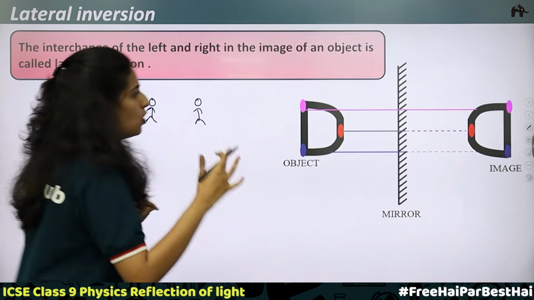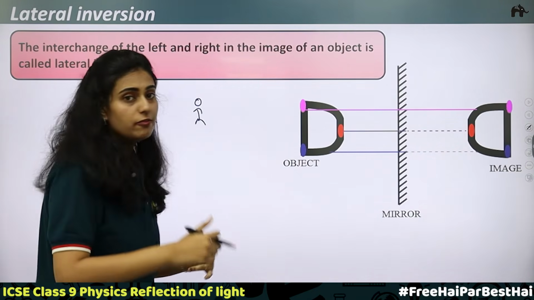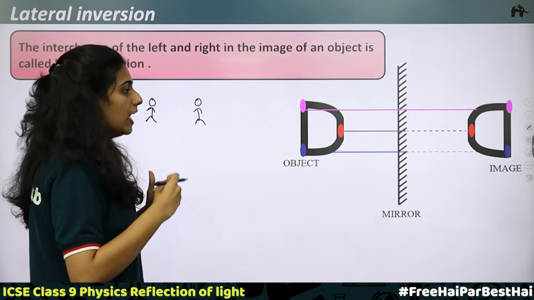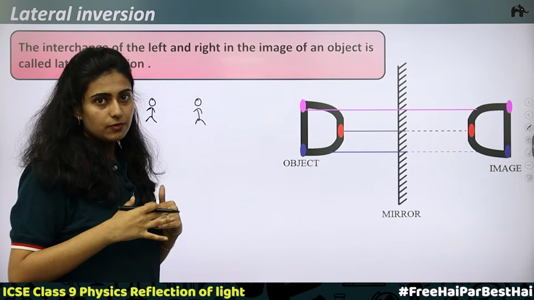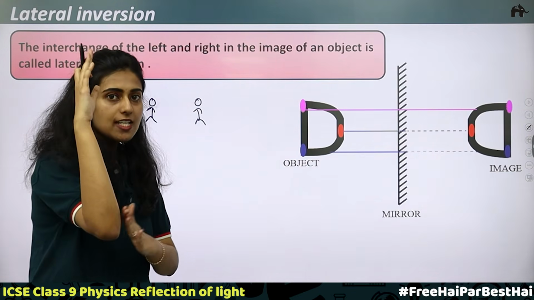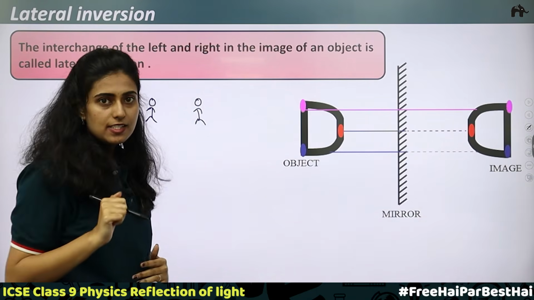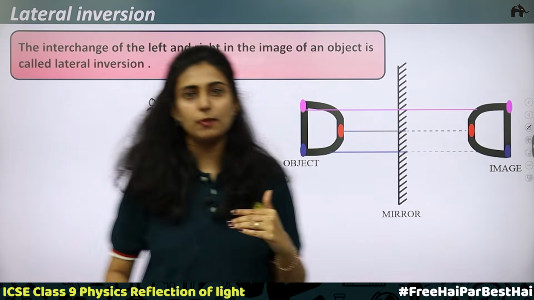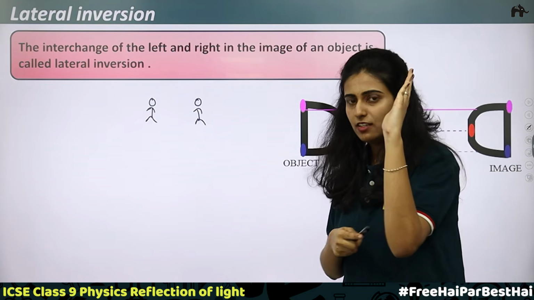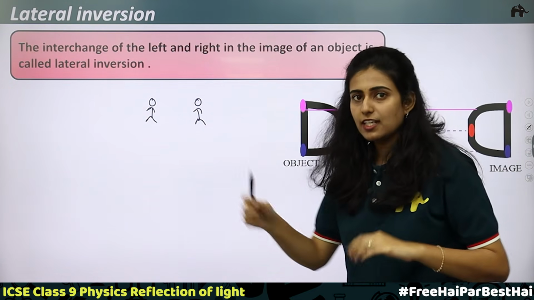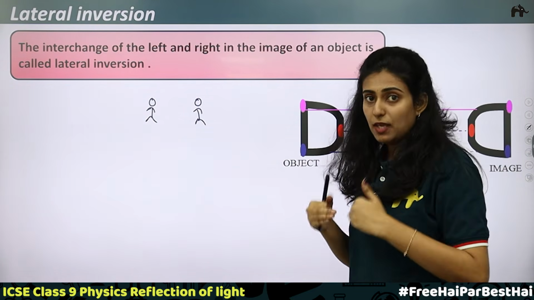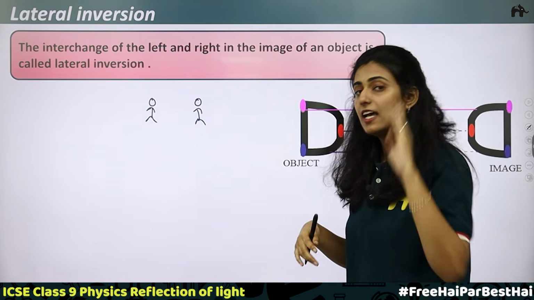Now consider your image. You are standing in front of a plane mirror. You will be able to see the image of yourself. When you lift your right hand, in the mirror it appears like this. You can just try this. Lifting your right hand, you will feel that your image will be lifting its left hand.